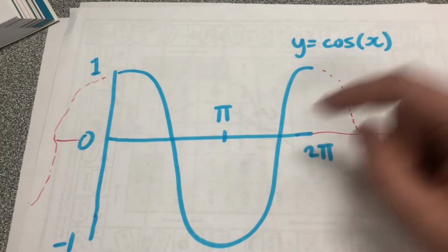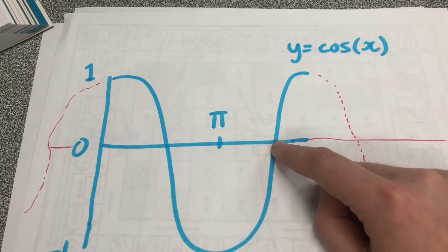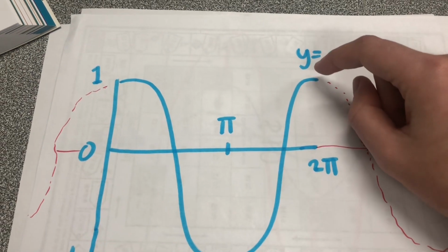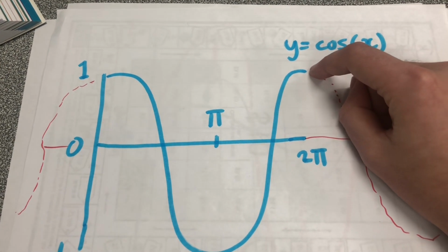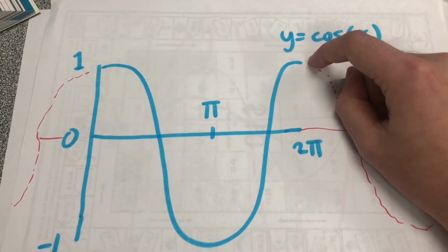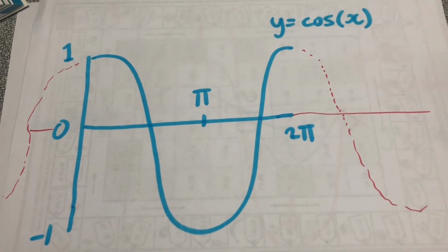Sorry, I'm messing up my words. Scratch that little bit. This part here is 3 pi over 2 and 0 as our intersect. Finally, we get to the end of our period, which is 2 pi as our x-axis and 1 as our y-axis. And then that will repeat on and on and on forever.